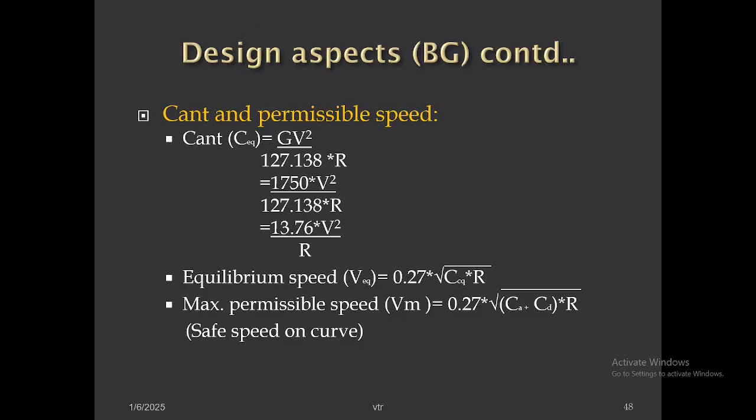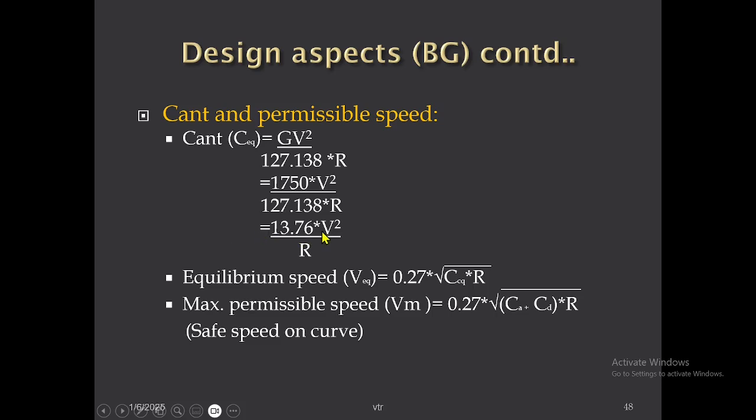Now we'll see the formulae for calculating the different parameters of the curve. Already we have seen the cant or superelevation equals GV squared by 127R, and the simplified equation is 13.76 V squared by R, that is for broad gauge. Now we deal only with broad gauge. And the equilibrium speed is Ve equal to 0.27 root of Ce into R.